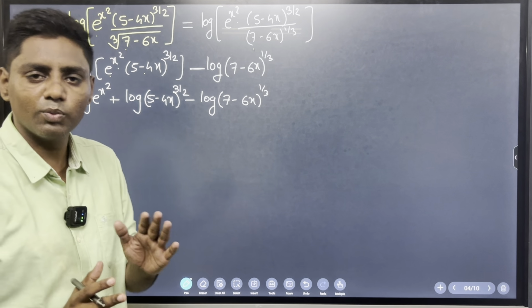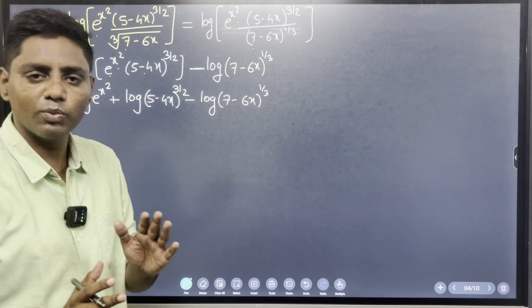Let's use the next and most important property, that is the exponential of logarithm. How to solve? Remember the exponential function: log of m raised to n is n into log of m. By using this property we apply here. When we apply this property, here e raised to the power x square goes to multiplication, and we know that the answer of log of e is 1.